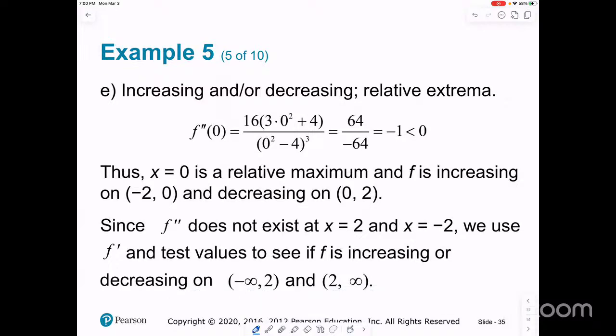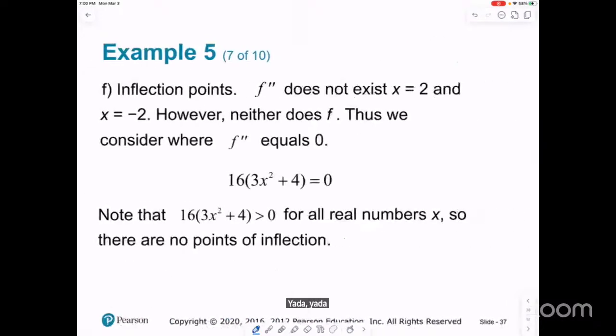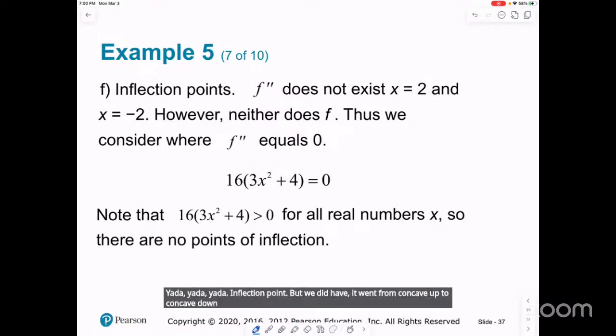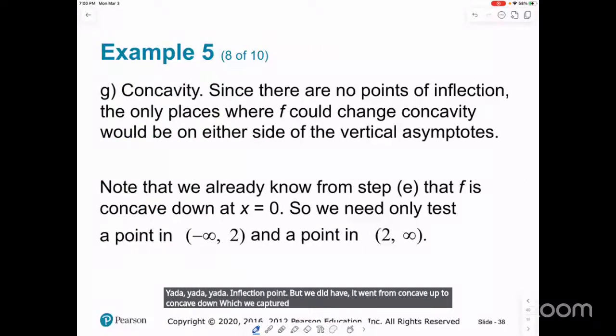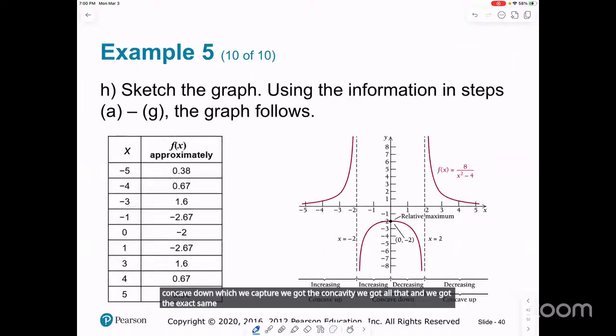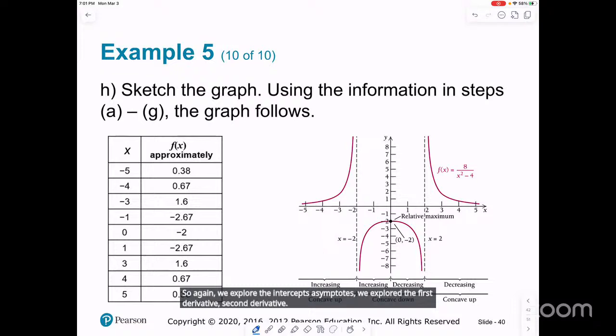And so on. Keep going. Inflection point. But it went from concave up to concave down, right? Which we captured. We got the concavity. We got all that, and we got the exact same image, right? And they actually have the few additional points as well. That's what this table on the left is. So again, we explore the intercepts, asymptotes, the first derivative, second derivative, and then once you've drawn out all the information that you can, you add a few additional points and put it together.